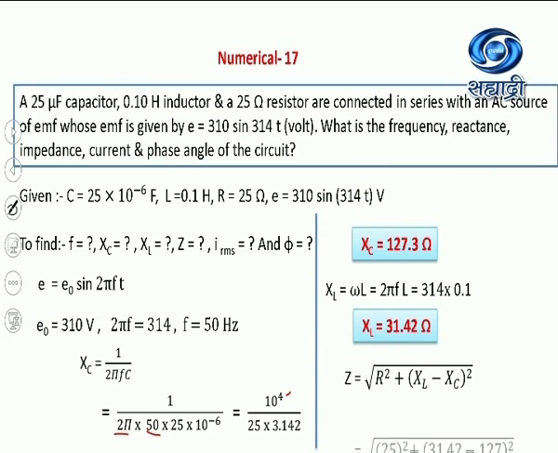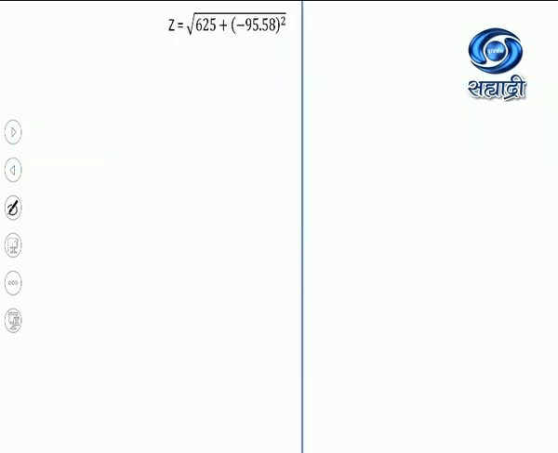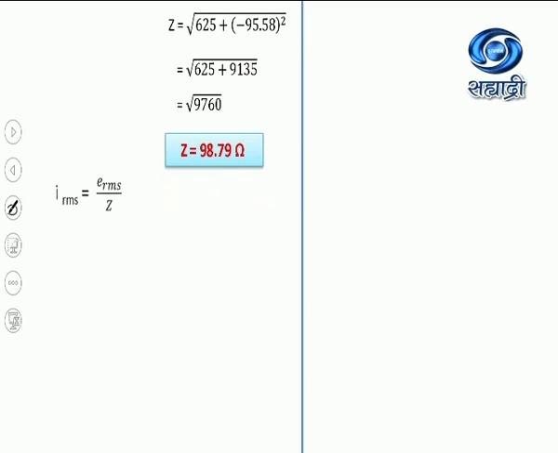Let us substitute in this expression and we get Z is equal to root of 25 square plus 31.42 minus 127 bracket square. So we get Z is equal to root of 625 plus the difference, negative 95.58, bracket square. Square will be positive and the square of 95.58 is 9135. So with this you get Z is equal to root of 9760. So impedance is 98.79 ohm.